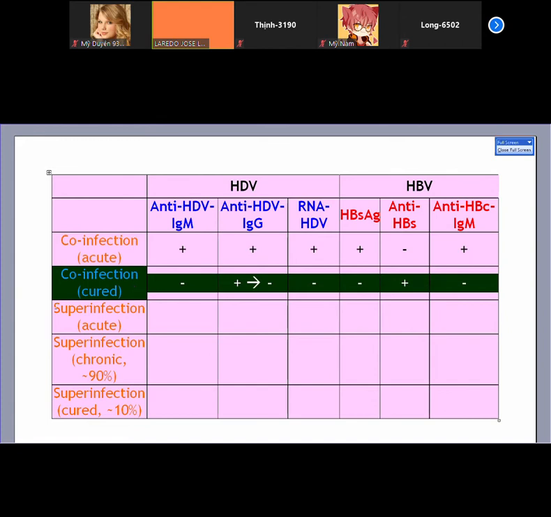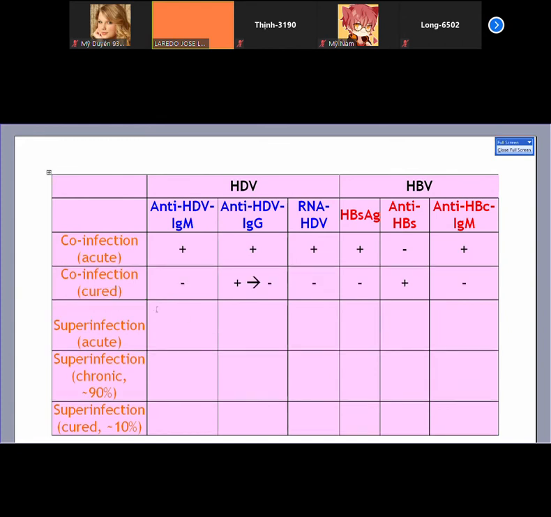Second scenario, superinfection. So this patient is already infected by hepatitis B. So the surface antigen is positive, antibodies are negative, and the IgM against the capsid is also negative. This is the profile of a patient with chronic infection, okay? This patient is chronically infected with hepatitis B.